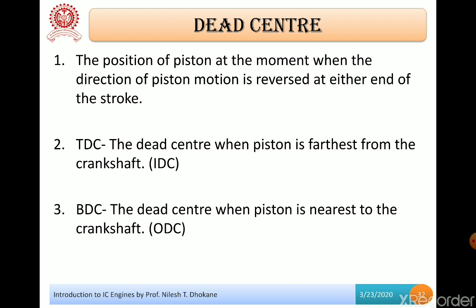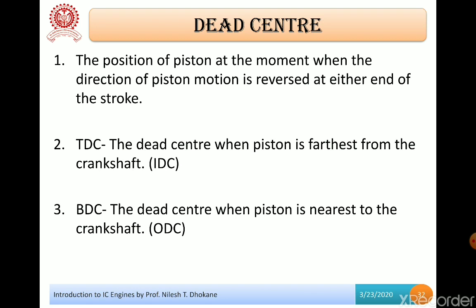The position of the piston at the moment when the direction of piston motion is reversed at either end of the stroke is called the dead center. Top dead center is the dead center when the piston is farthest from the crankshaft, when the piston is at the upper position, or it is also called the inner dead center in case of horizontal engines. So top dead center is the terminology used when we have a vertical engine, and inner dead center we use when the engine is horizontal.